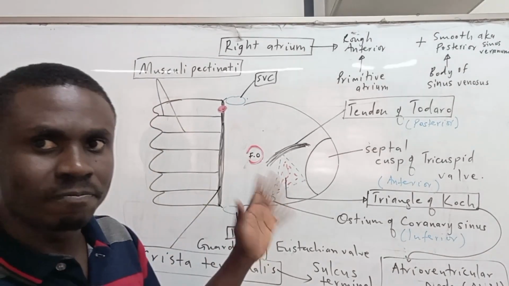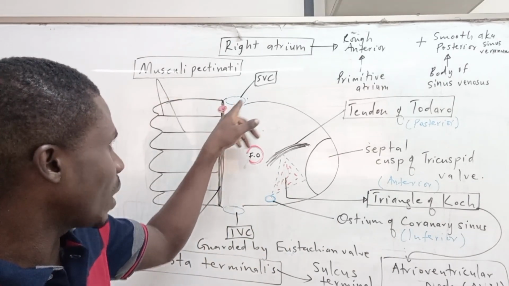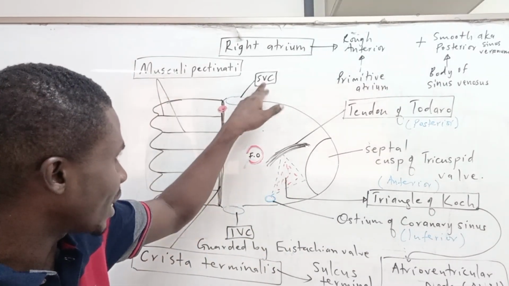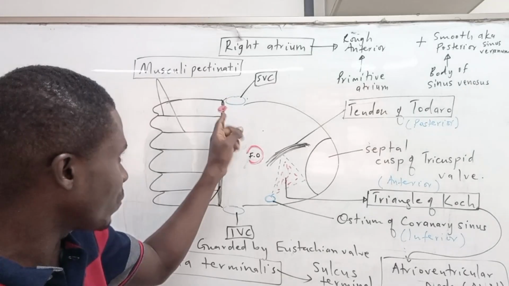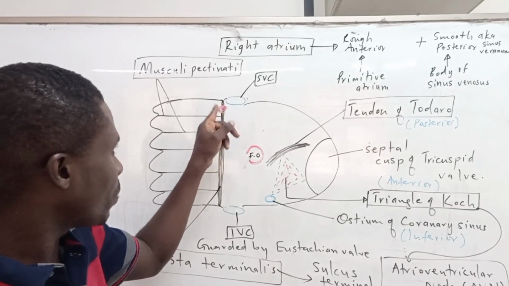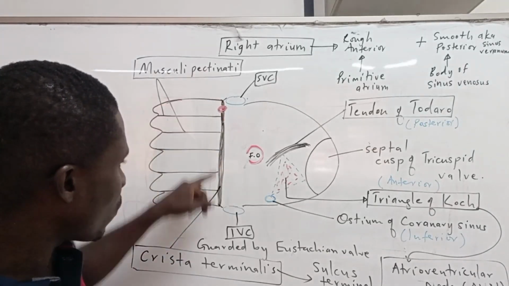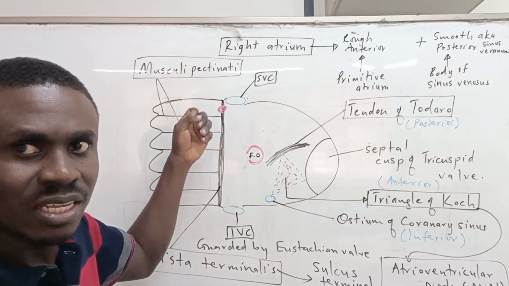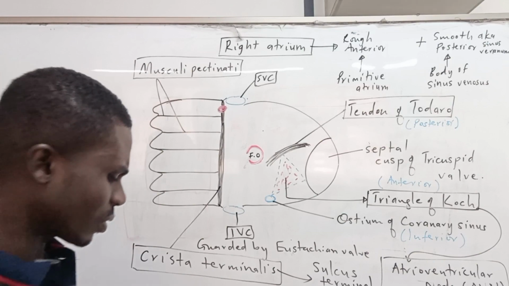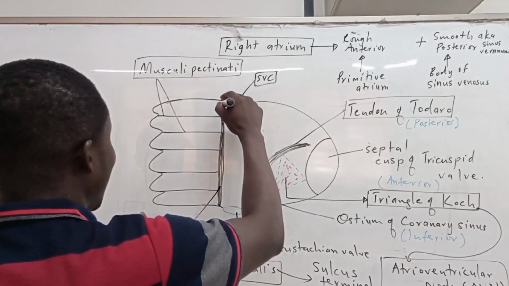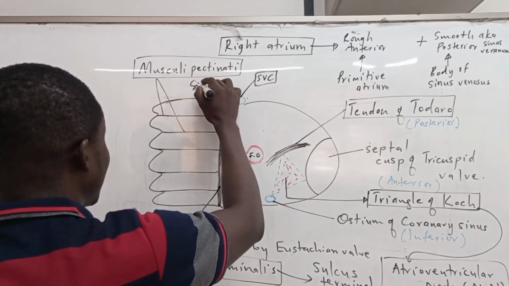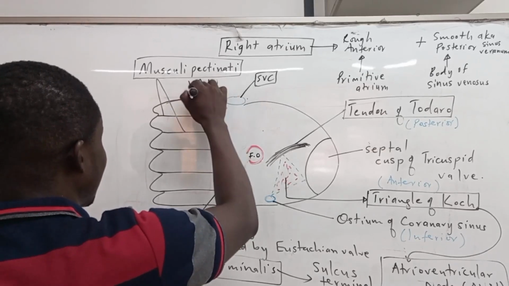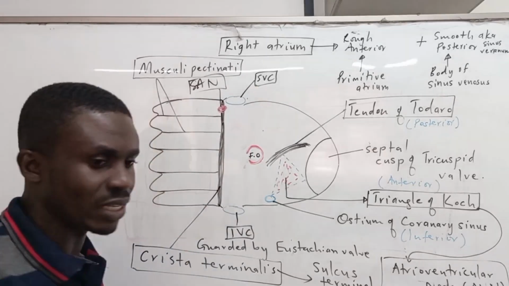At the junction, superolaterally, if you look at the superior vena cava, the very superior portion of it, but laterally to it, precisely at the upper portion of where we have this crista terminalis, that's where we find what we call the SA node, the sinoatrial node.